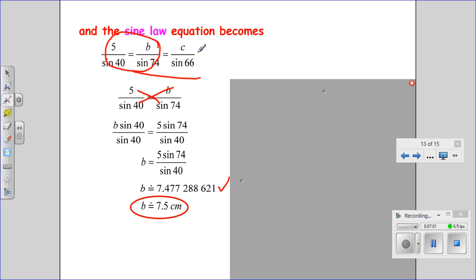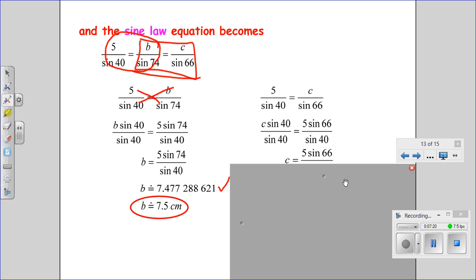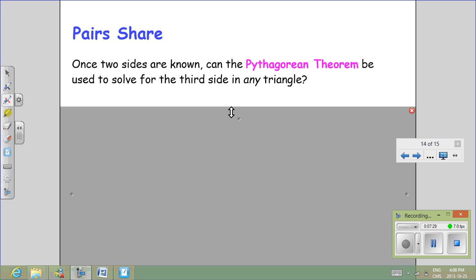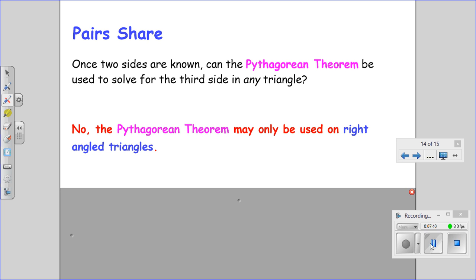And when I do the second one, again, I'm going to multiply both sides in this second proportion. I'm multiplying both sides by sine 66 and sine 74, and once I do some reducing, I'm left with C sine 40 is 5 sine 66, and to get C by itself, I divide both sides by sine 40. Again, wait till the last step to do your calculations to avoid rounding errors. Now once I solved for my second side in the triangle, could I use Pythagorean theorem? Hopefully you've said no, because we didn't have a right triangle.